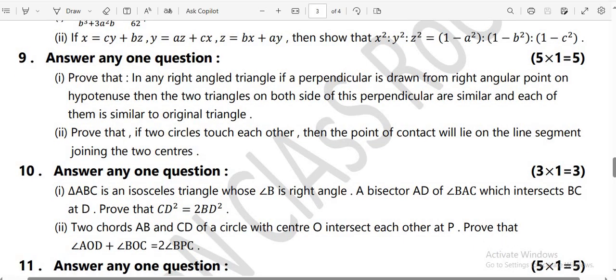Question number 2. Two chords AB and CD of a circle with center O intersect each other at P. Prove that angle AOD plus angle BOC is equal to 2 angle BPC.